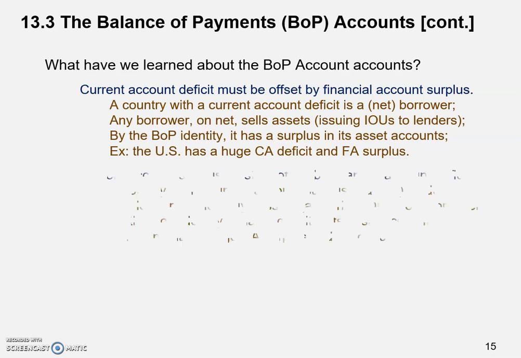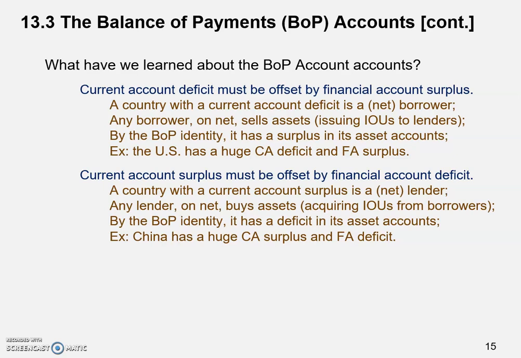Okay. Now, vice versa, we would say the current account surplus must be offset by the financial account deficit. Okay. And the logical reasoning is quite similar. A country with a current account surplus is a net lender, right? Because what they produce for the rest of the world is more than what they buy from the rest of the world. Okay, so they get extra money, they lend to the rest of the world. And a lender buys assets. In other words, they will acquire the IOUs from the borrowers.